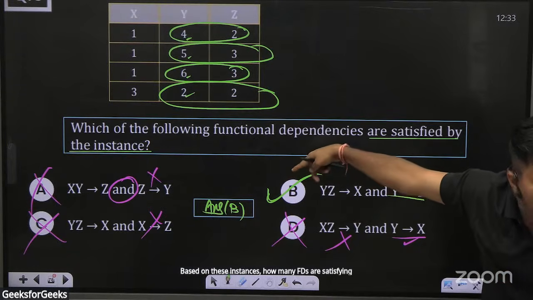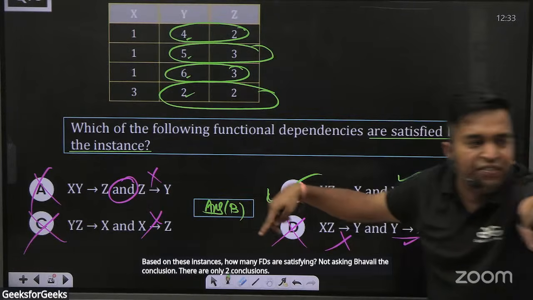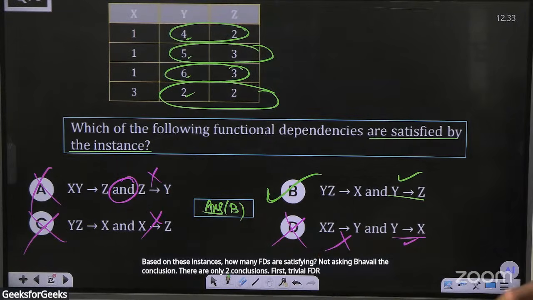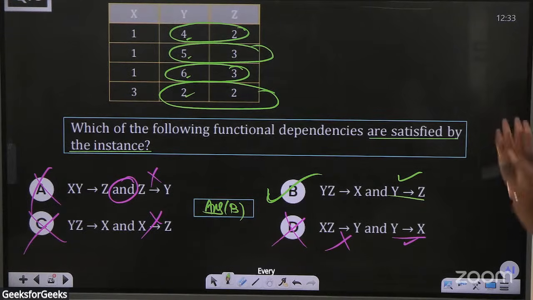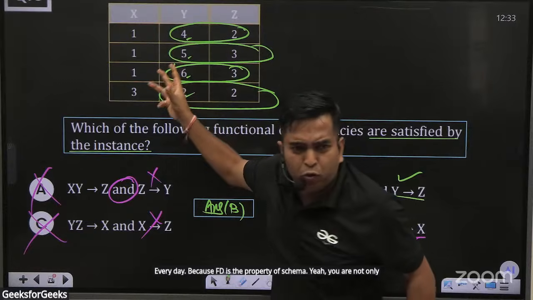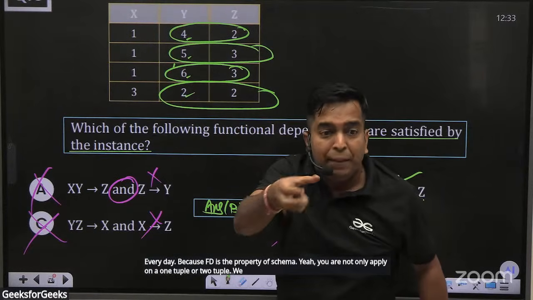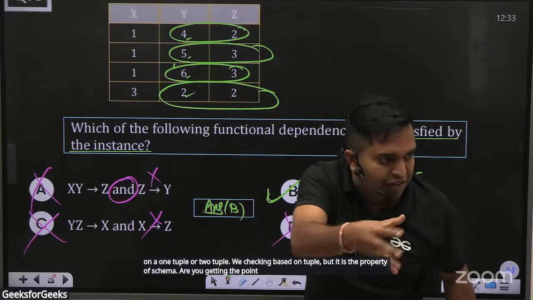It is not asking about the conclusion. There are only two conclusions. First, trivial FDs are always valid, and second, rule out the FD based on the table. Which one is not satisfying in the first round will never be satisfying on any day, because an FD is a property of the schema. It does not apply only to one tuple or two tuples. We check based on tuples, but it is a property of the schema. It is defined on the schema.